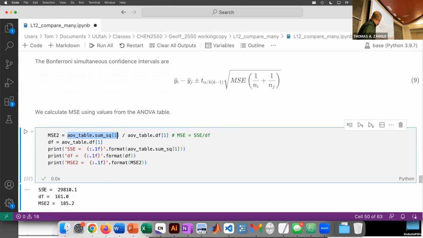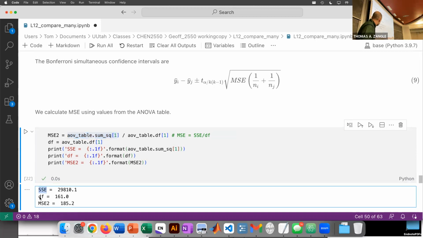And so we end up with the MSE, again, is the sum of squared errors, SSE, divided by the degrees of freedom, N minus K, within the population. And again, that's all in the table for us. From that, we can compute 185.2. We can also use the same formulas we had up above for MSE.